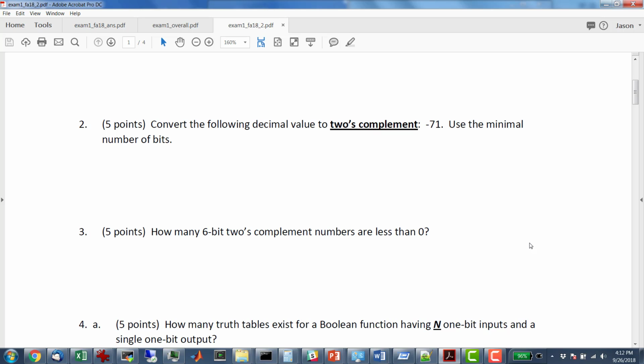How many 6-bit 2's complement numbers are less than 0? This one is, if you have a 6-bit number, 1, 2, 3, 4, 5, 6, and the first bit is 1, it means it's negative. So basically what you're left with is 5 bits, and 2 to the 5th power is 32. There's 32 negative values. So a 6-bit 2's complement would give you a range of negative 32 to positive 31. So there'd be 32 negative values.